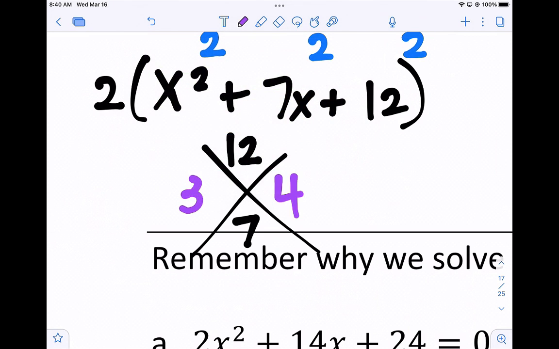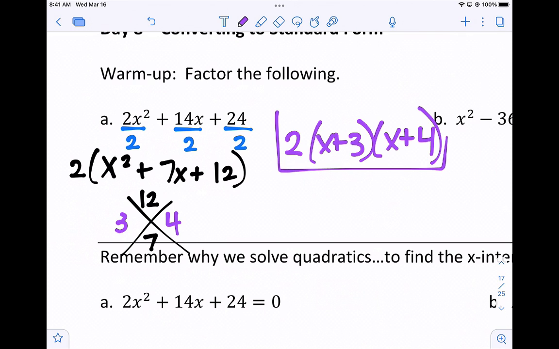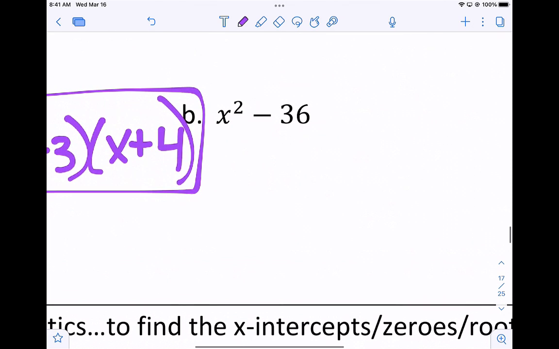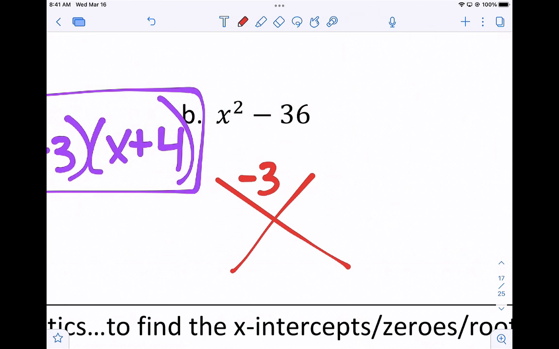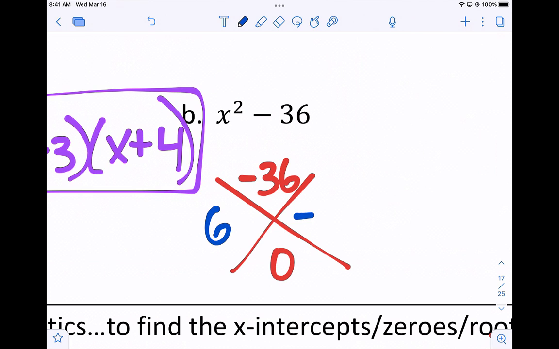So then to write the factored form, you would have the 2, the x plus 3, the x plus 4. Okay, so that would be factored form for the first one. The second one, you can do a diamond problem. So here we have a negative 36 on the top. There's no x term, so there's a 0 on the bottom. What multiplies to negative 36, that adds to 0, and that would be 6 and negative 6.